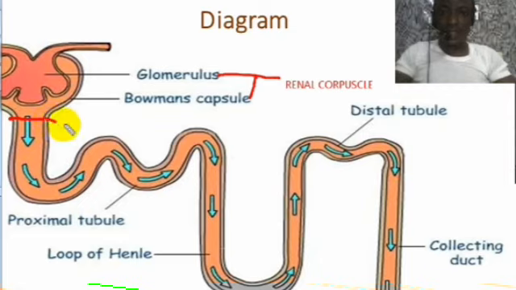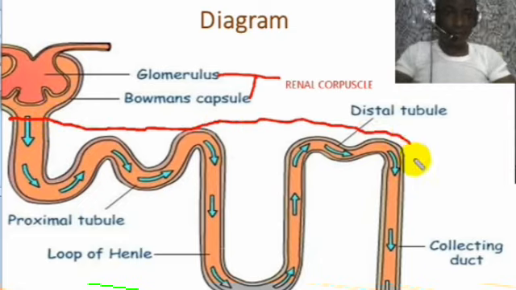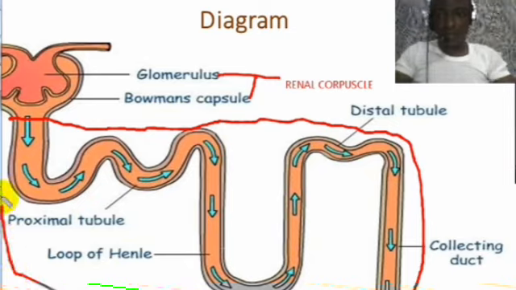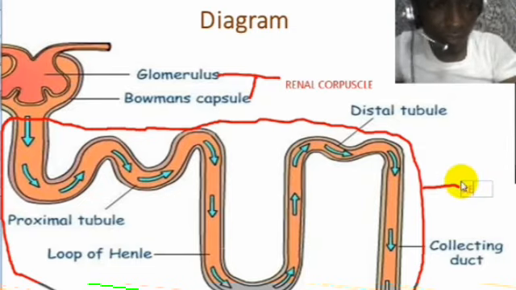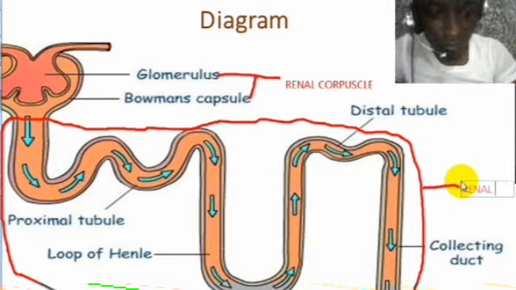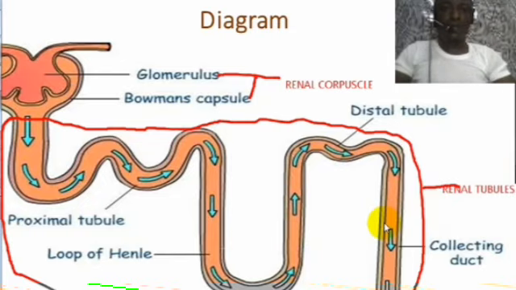The whole of this part, I just want to put them in a circle, forms the renal tubule. So this part enclosed in a circle forms the renal tubule.